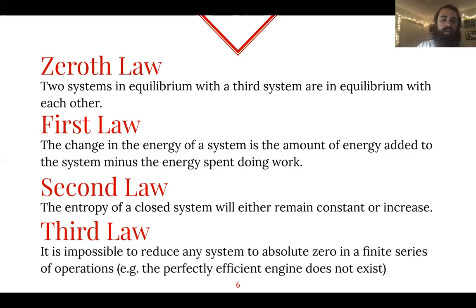The first law of thermodynamics: change in energy of a system is the amount of energy added to the system minus the amount of energy spent doing work. A really easy way to see this is if you have a pot and you fill it with boiling water, instantaneously, you are going to lose some of that energy to heating the other elements around, the pot, whatever it's sitting on. So the energy is added and then the work is taken out and it's used to heat the different aspects. The second law is entropy of a closed system will either remain constant or increase.